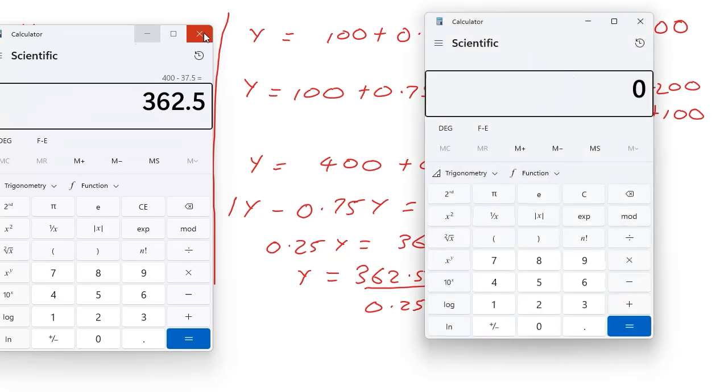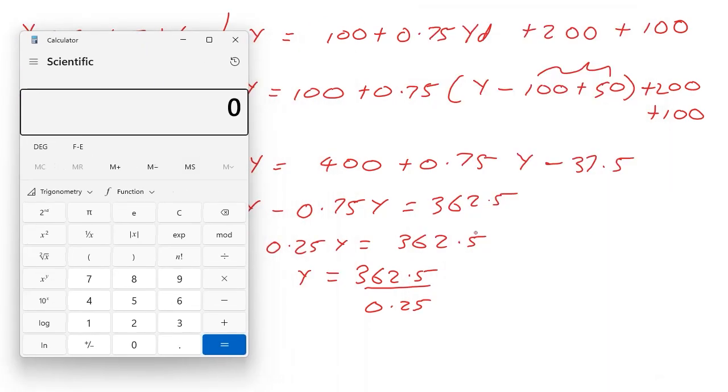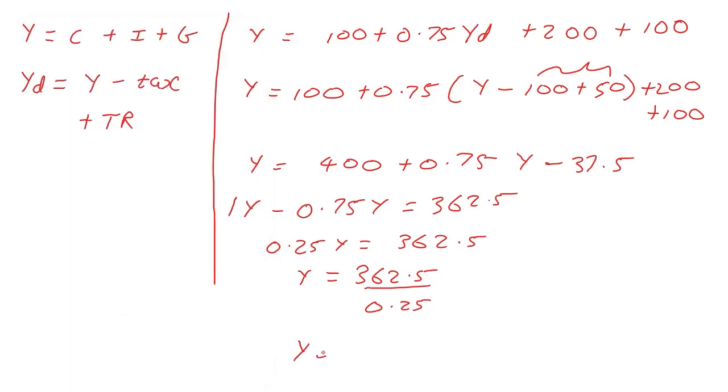But when we have a calculator, don't bother with all of that. So we will take 362.5 and divide it by 0.25. That's it. So we get Y is equal to 1450.